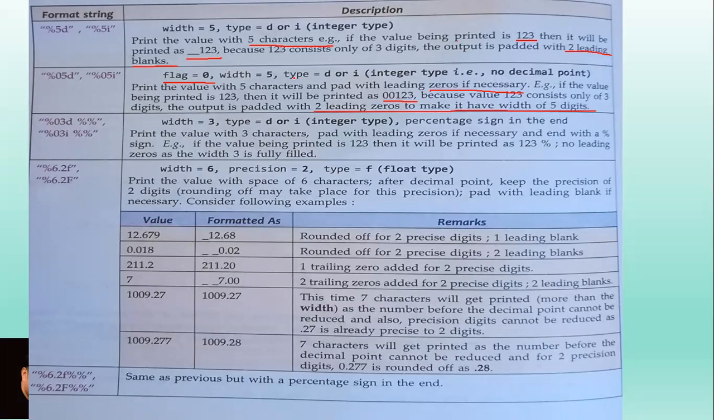Next example. Percent 03D, then percent sign and closing percent sign. Because this is a special character, that is why we have to use it 2 times. So width is equal to 3, type is equal to D, okay, same. The percentage sign in the end will be displayed. So you can see if you write 123, then it will be printed as 123, then a blank space is there and the percent sign is there. No leading zeros will be there because it is fully filled now. This blank is also included.